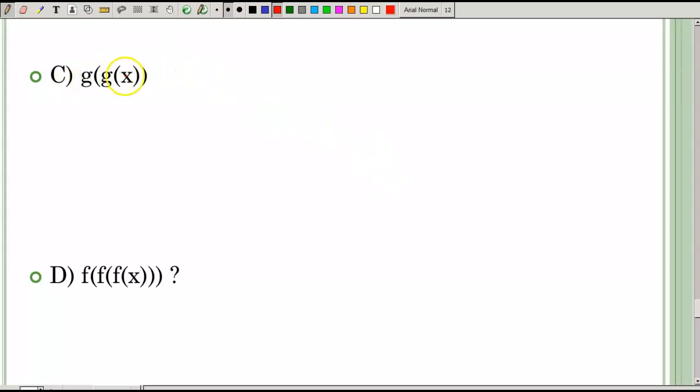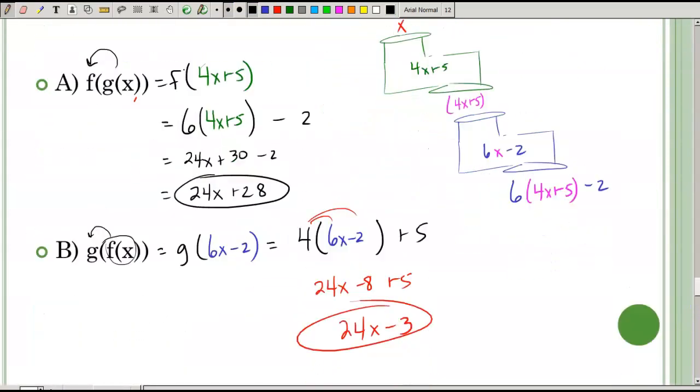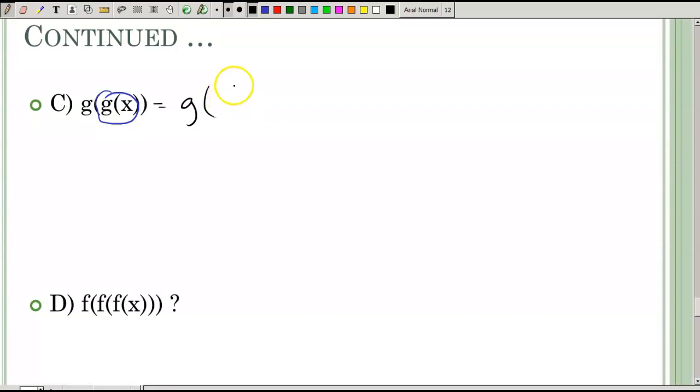Okay, so g of g of x. That means I'm going to take g of x and plug it into itself, right? So g of x, let me just take this. I'm going to look at the innermost parentheses right here. What is g of x? g of x is simply 4x plus 5. So it's 4x plus 5 is what this is right here.